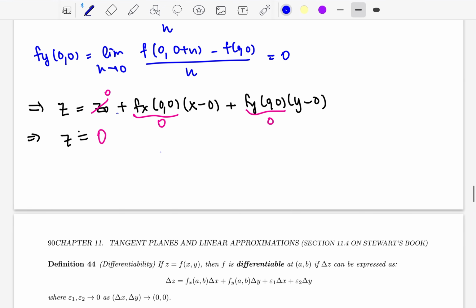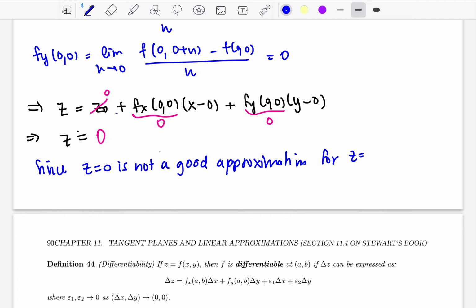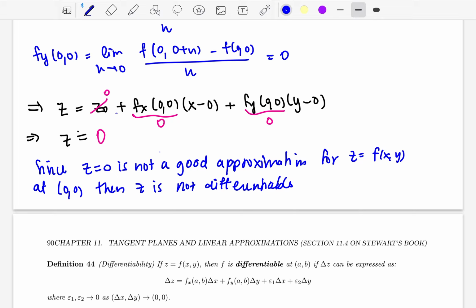So we say that the function is not differentiable. Since z equals 0 is not a good approximation for z equals f of x, y at 0, 0, then f is not differentiable at 0, 0. Okay, perfect.